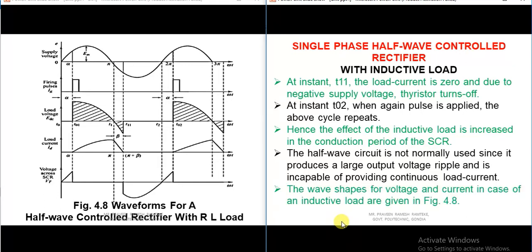The wave shapes for voltage and current in case of inductive load are shown in these figures. So what we are observing here is that when the SCR is off during the negative half cycle, we will not get any output load voltage or load current, but we will get voltage across the SCR when it is turned off. And why is it turning off? It is turning off just because of reversal of the input supply voltage.